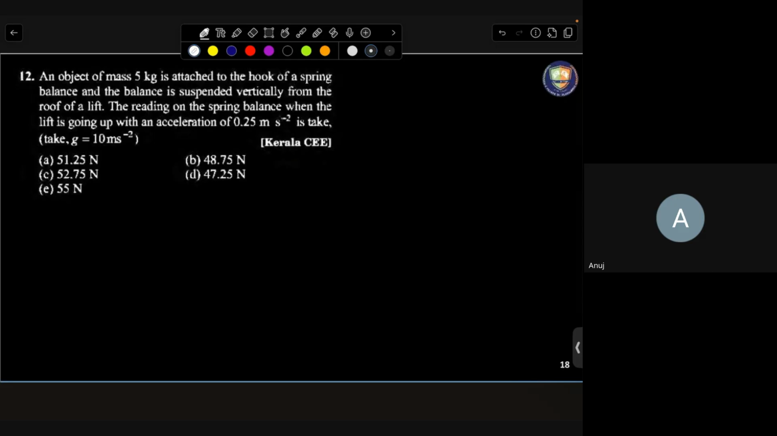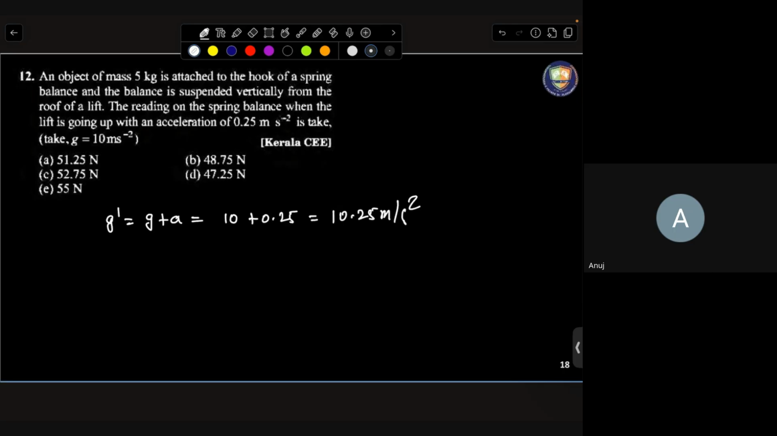Yeah, A should be the correct answer. The question says an object of mass 5 kg is attached to the hook of a spring balance, and the balance is suspended vertically from the roof of a lift. The reading of the spring balance when the lift is going up with acceleration. If the lift is going up, then the overall effective gravity will be more. So effective gravity, G dash, is nothing but G plus A. So 10 plus 0.25, which is 10.25 meter per second square.